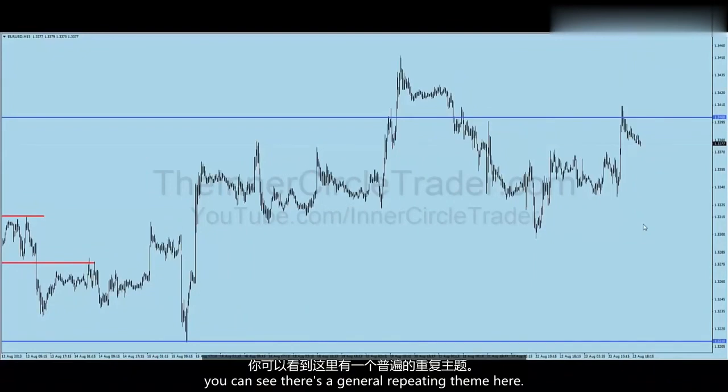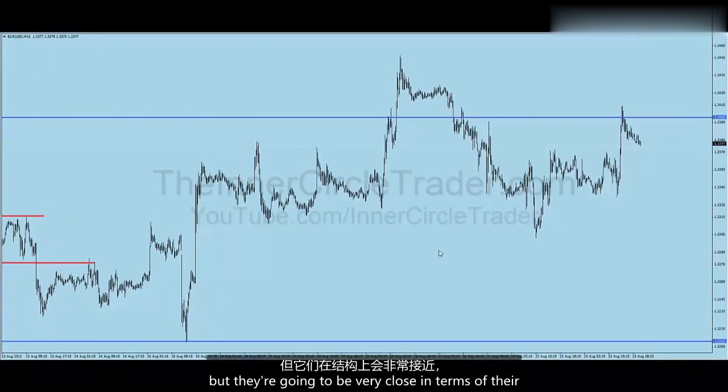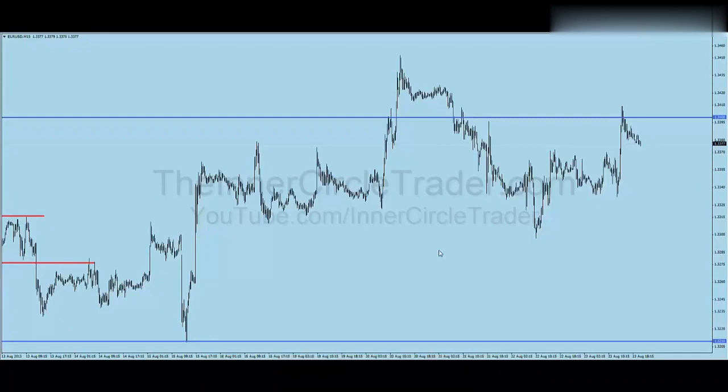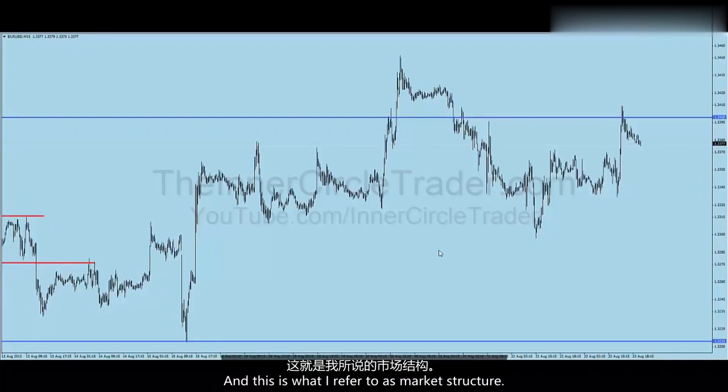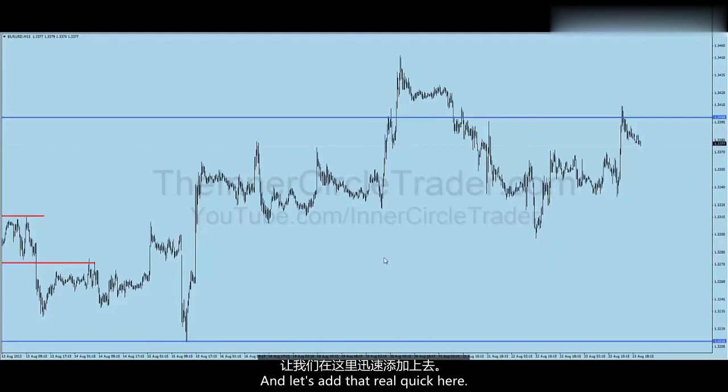So you can see there's a general repeating theme here. They're not always going to be identical, but they're going to be very close in terms of their structure. And this is what I refer to as market structure. You need to see what price is trying to do, and key off of support and resistance, use time of day, use day of the week. And let's add that real quick here.